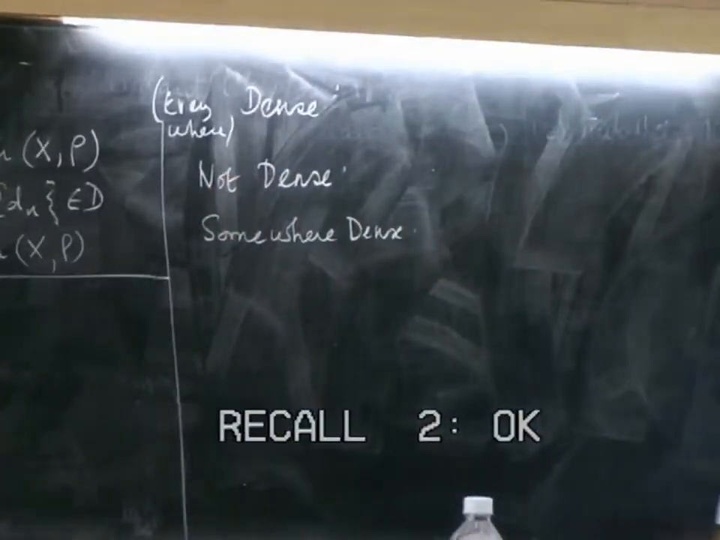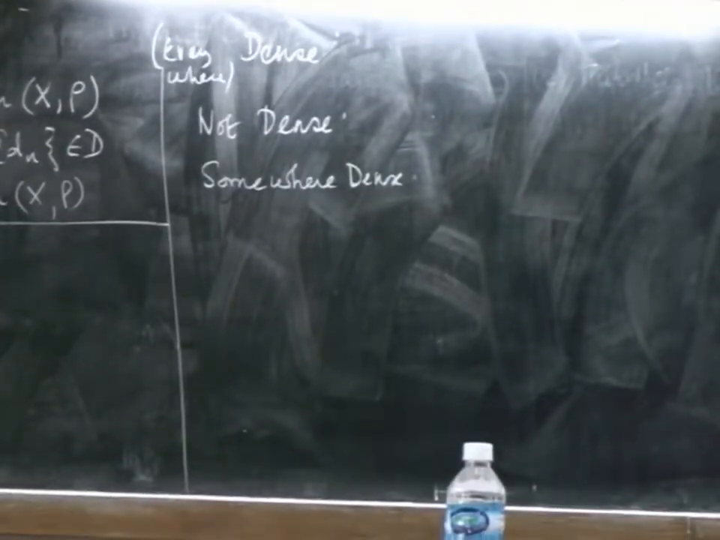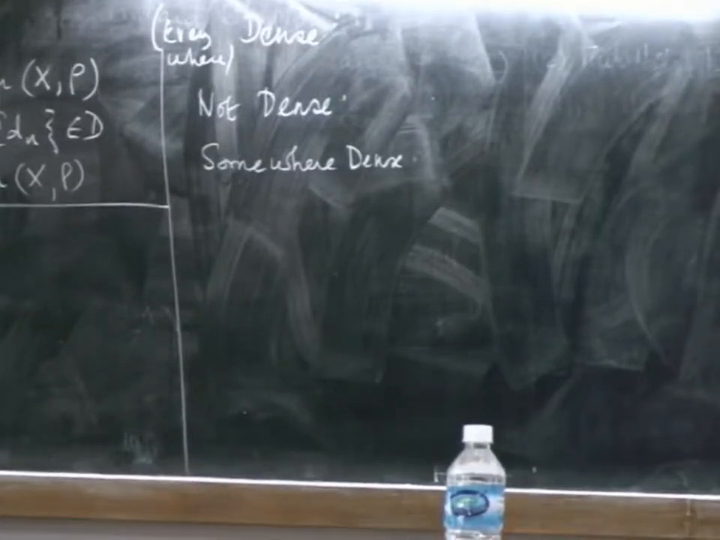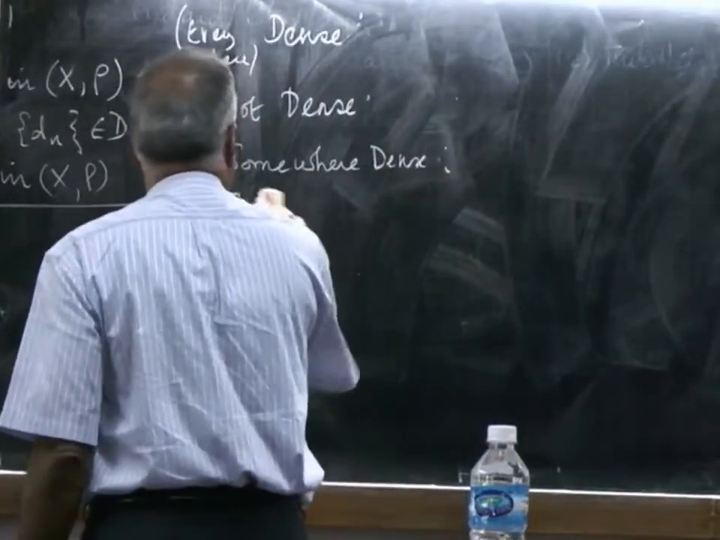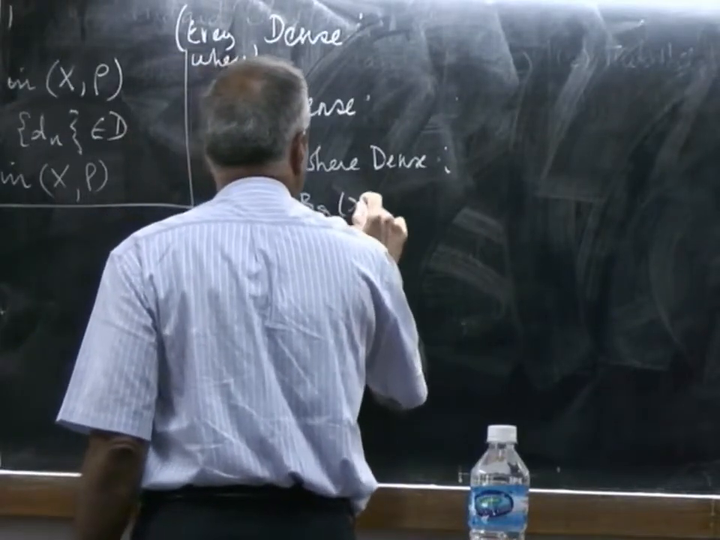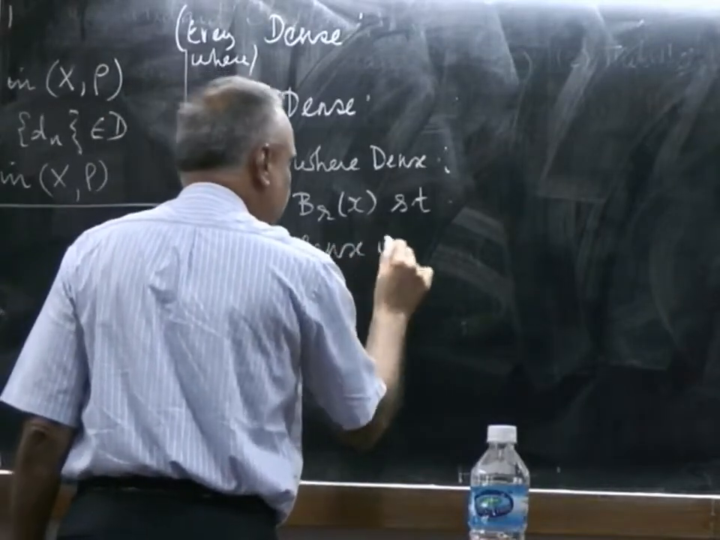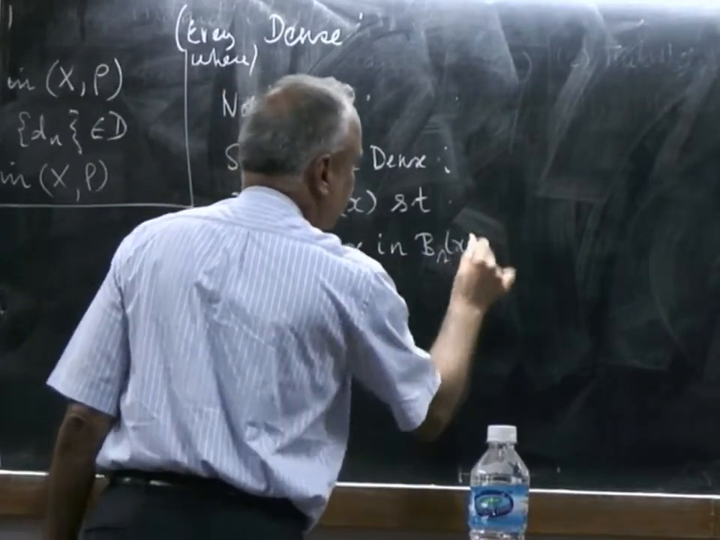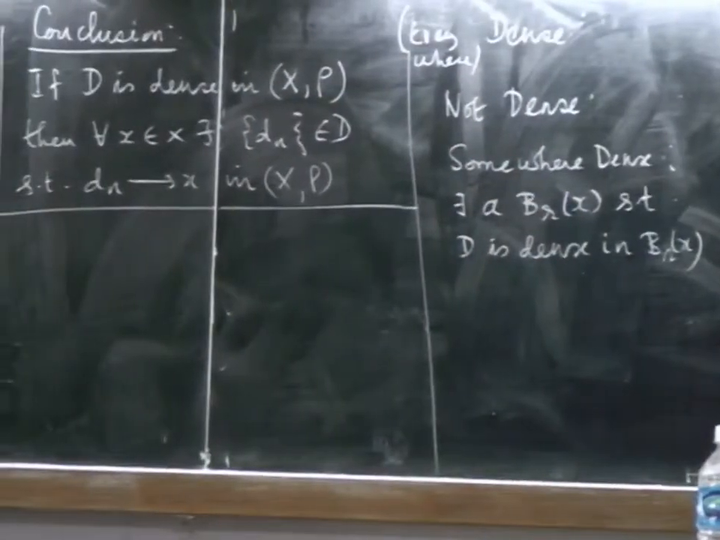What does somewhere dense mean? Now the word everywhere says whichever ball you take, there is a point in it. Somewhere means there is one ball where, whatever small balls you construct inside, there will be a point. This means there exists a B(R, x) such that D is dense in B(R, x). That is, every element in this ball can be approximated by a sequence of elements in D_n. I will put it in terms of the language.